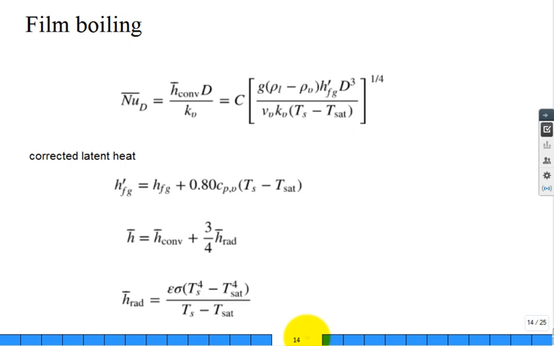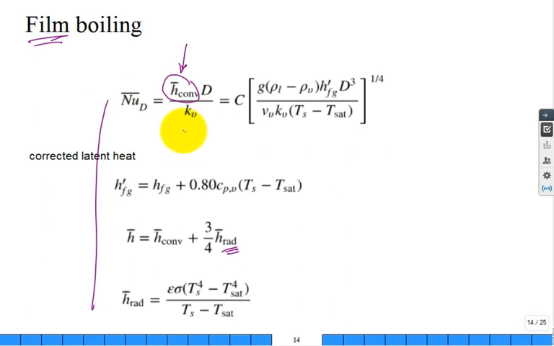Film boiling. What's the difference between nucleate and film again? You have a film of vapor at the surface. And so you're going to have a lot higher surface temperature. Well, you would look for this h for the convection, but when you have the convection heat transfer, you also have radiative transfer. And these are the correlations that are in our textbook. Let me try and explain them.